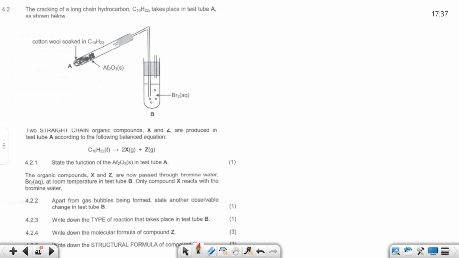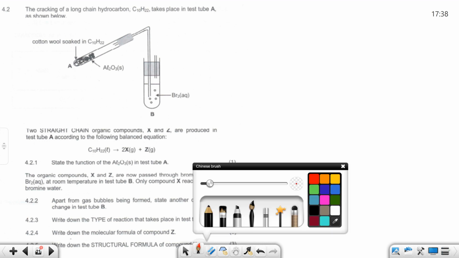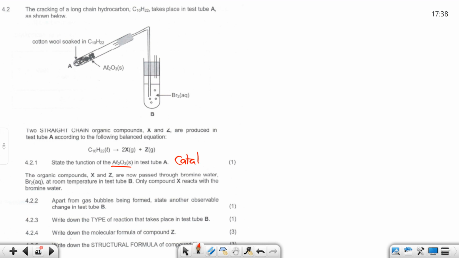Two straight-chain organic compounds X and Z are produced in the test tube. Again, I did explain saturated versus unsaturated. How do you check which one is saturated and which one is unsaturated? By using bromine what? Water. The bromine test. For saturated, color will remain brown. But for unsaturated, it becomes from brown to colorless. Okay, let's just quickly answer this and get on. State the function of Al2O3 here. What is this? It's a catalyst, right?